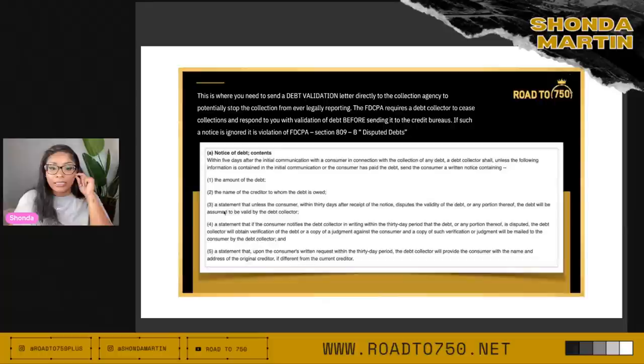Number two, it says a statement that unless the consumer within 30 days after receipt of the collection notice disputes the validity of the debt or any portion, the debt will be assumed valid by the debt collector. I'm gonna read that again. In my language, if you don't send a debt validation letter, they can legally assume it's valid. So if you fail to send it, that is not anyone's fault but you.